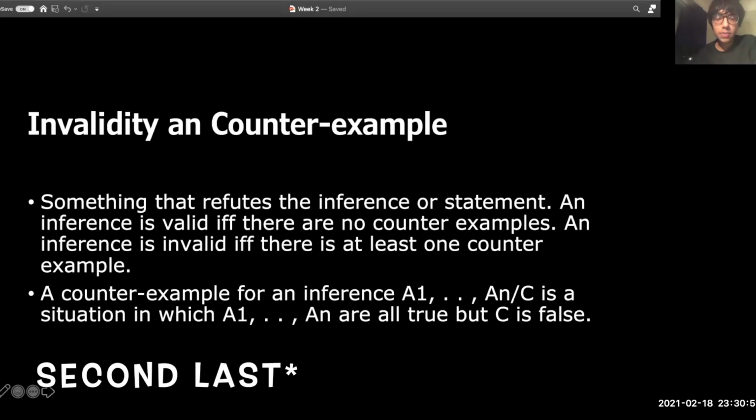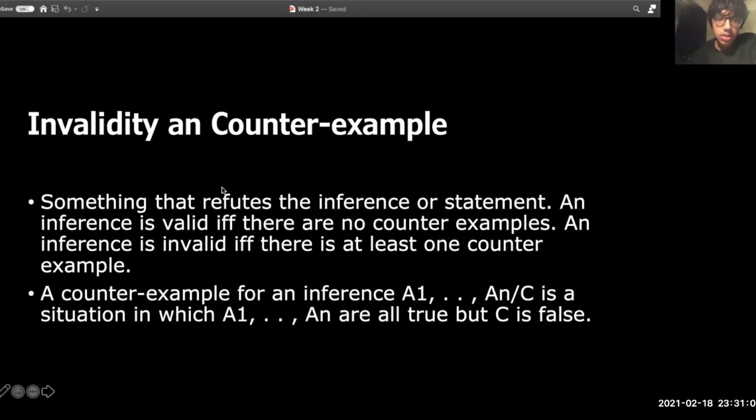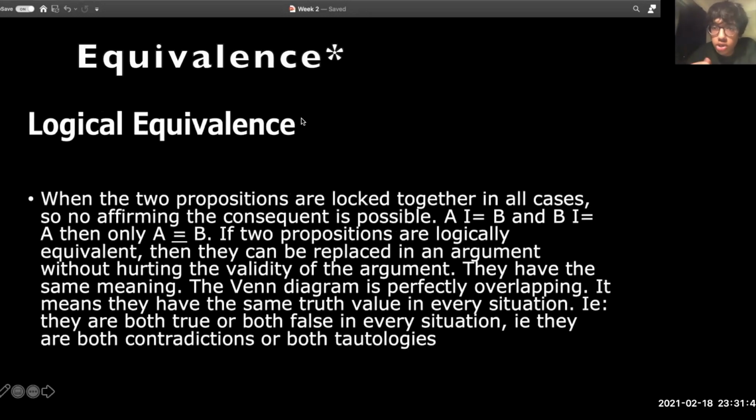The last semantical notation we'll talk about is invalidity, something that refutes the inference or statement. An inference is valid if and only if there are no counterexamples. An inference is invalid if and only if there's at least one counterexample. A counterexample for an inference A1 through An over C is a situation in which A1 through An are all true, but C is false. So if there's one situation where it does not follow the rules of validity, that one situation is known as a counterexample, and that one counterexample is enough to make the entire argument invalid.